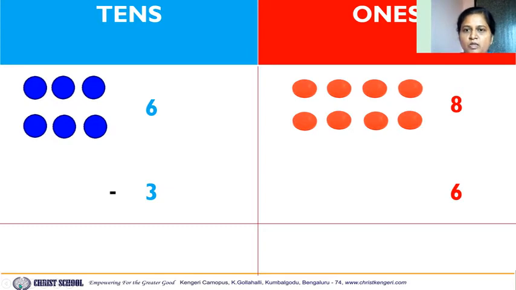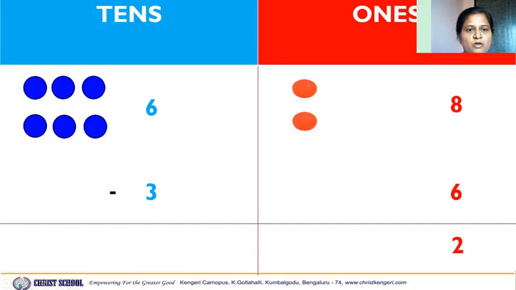Count with me. 1, 2, 3, 4, 5, 6. I have removed 6 counters. How many counters am I left with? 2. And what about in the tens column? 6 are there. I am going to remove 3 counters. 1, 2, 3. Okay, how many counters am I left with? 3. 6 minus 3 is equal to 3.